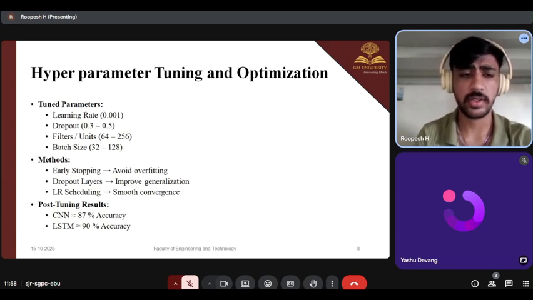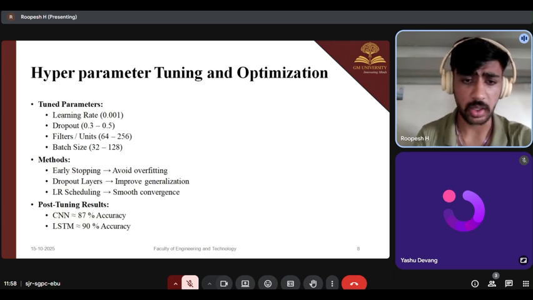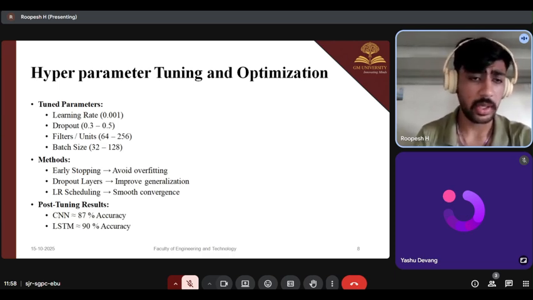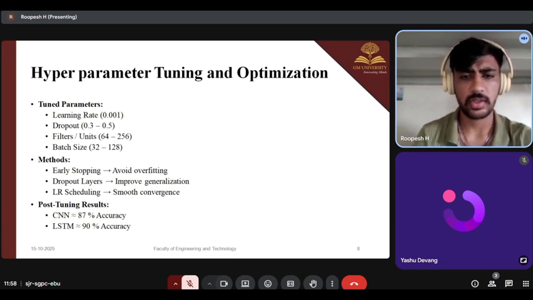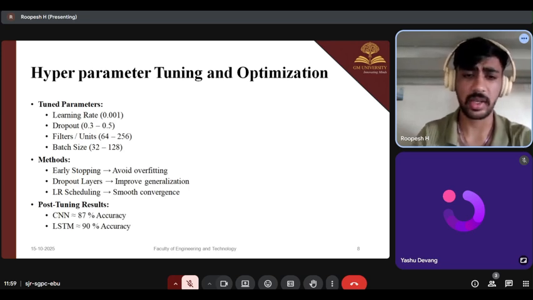Hyperparameter tuning and optimization. To improve performance, I performed hyperparameter tuning on both models. I experimented with learning rate, dropout rate, number of filters or LSTM units, and batch size. Using a learning rate of 0.001, dropout of 0.3, and 128 units gave the best results for me. After tuning, CNN accuracy improves to around 87%, and LSTM's accuracy improves nearly to 90%.